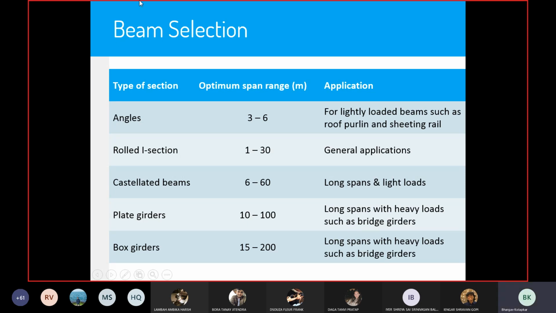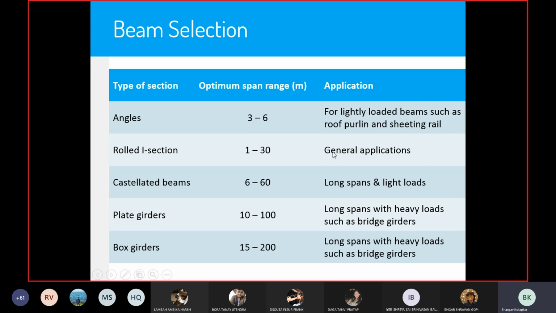When it comes to beam selection, as to what type of section to start with, this is perhaps very useful for your design projects. Whenever you have a span in the range of 3 to 6 meters, you can start with angle sections, for lightly loaded beams. It should not be a floor beam. You cannot use an angle section for a floor beam. Floors are heavily loaded. So for lightly loaded beams such as roof purlins and sheet railing, you can use an angle section if the span is between 3 to 6 meters.